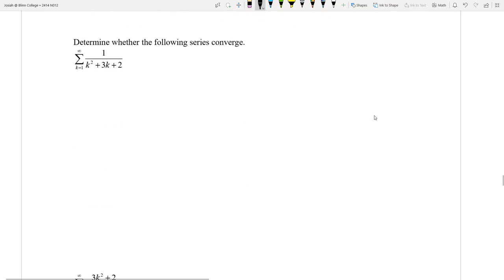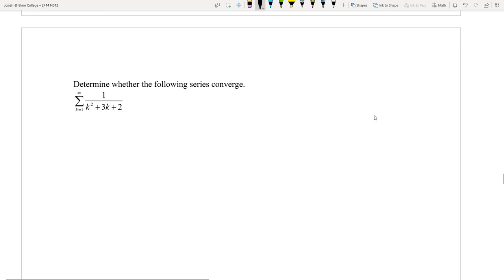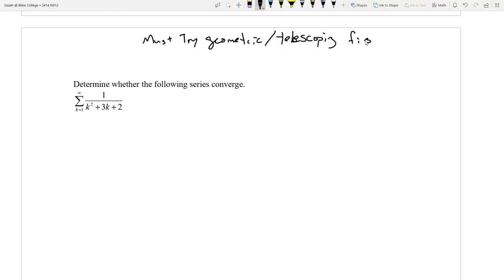Right. Notice that these no longer really say that we have to use comparison test anymore. In fact, looking at this guy, I see that I have a bunch of stuff added in the bottom, which means that likely comparison test is going to be kind of difficult here. So what we want to try to do is, well, I'm looking and seeing a trinomial. Must try geometric or telescoping. Telescoping first. So let's try geometric or telescoping first.